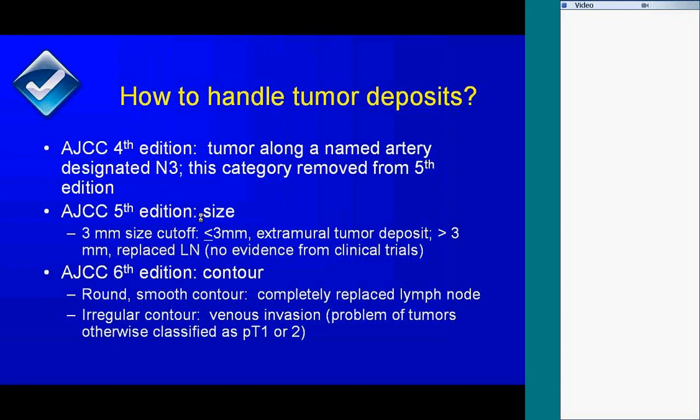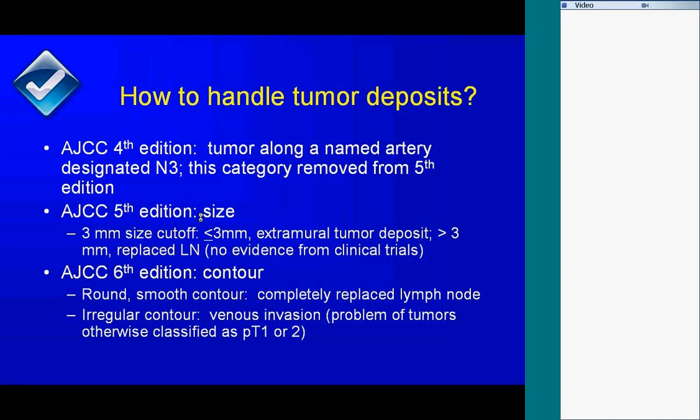The 5th edition used a cutoff of size. If the deposit was 3 millimeters or less, it was called an extramural tumor deposit. If it was greater than 3 millimeters, it was called a replaced lymph node. But there was no data to support this, and it was changed in the 6th edition when the designation was based on contour. So if you had something with a round, smooth contour, you called it a completely replaced lymph node. And if you had a lesion with an irregular contour in the fat, you called it venous invasion.